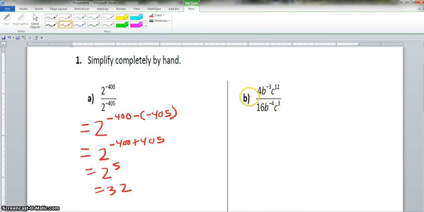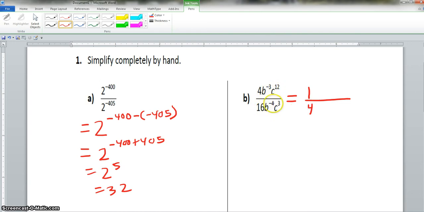Now, we go here to b. We have 4b to the negative 3, c to the 12, over 16b to the negative 4, c to the 3rd. So what we would do is this here. We know, first of all, that 4 and 16 both have 4 in common. So in our numerator, we'll have 1. Our denominator, we will have 4.